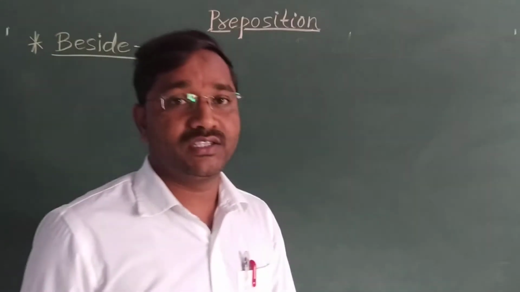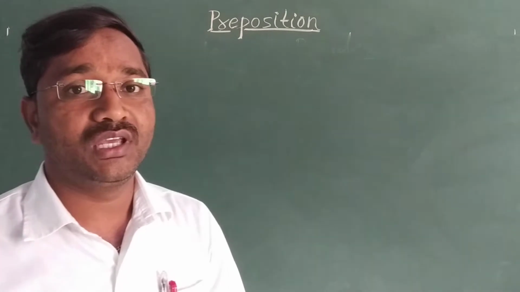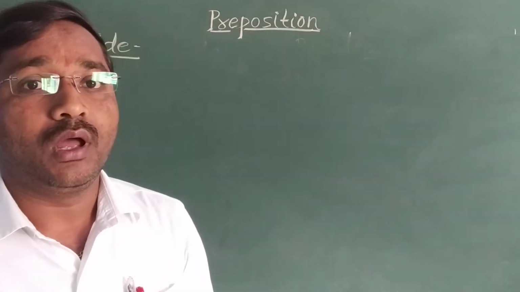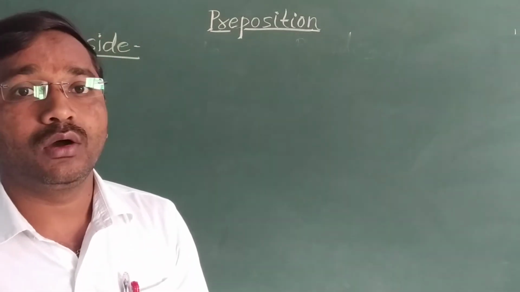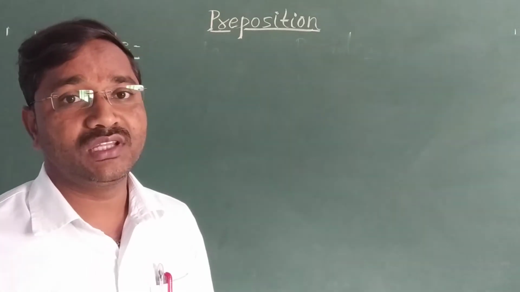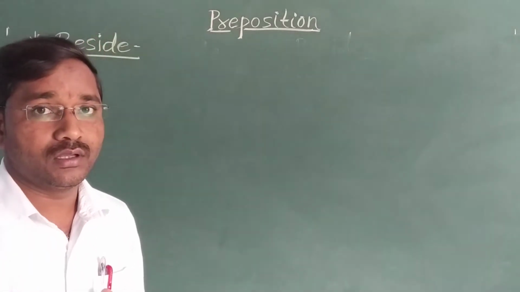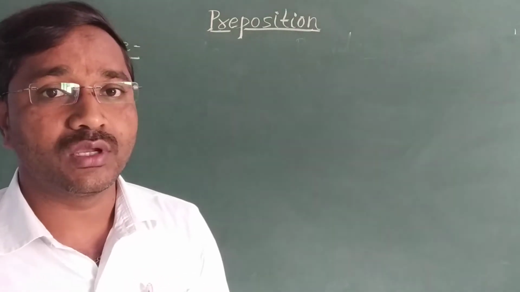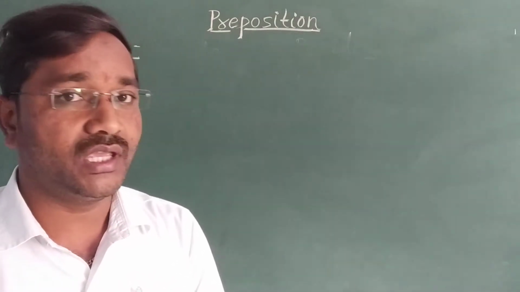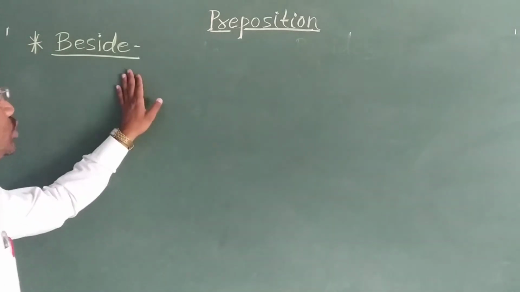So beside is used in the sense of outside of something or someone. Then it is used in the sense of by the side of. That means it means next to someone or next to something, and it is used to show the location of someone or something.